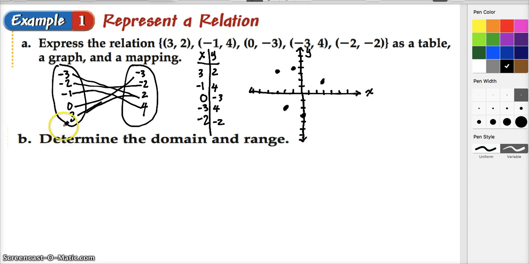Determine the domain. I'm not going to write this over again. The domain is this group here, and the range is this group here. Let's look at another example.